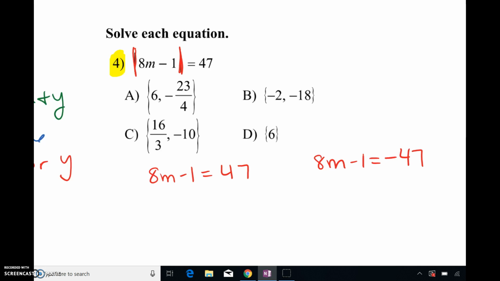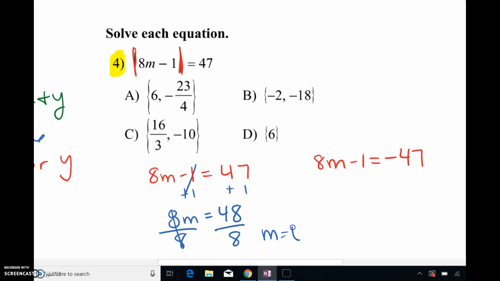So if I solve both of these, I add 1, 8m equals 48, divide by 8, m equals 6. Since this is multiple choice, this is gone and this is gone.